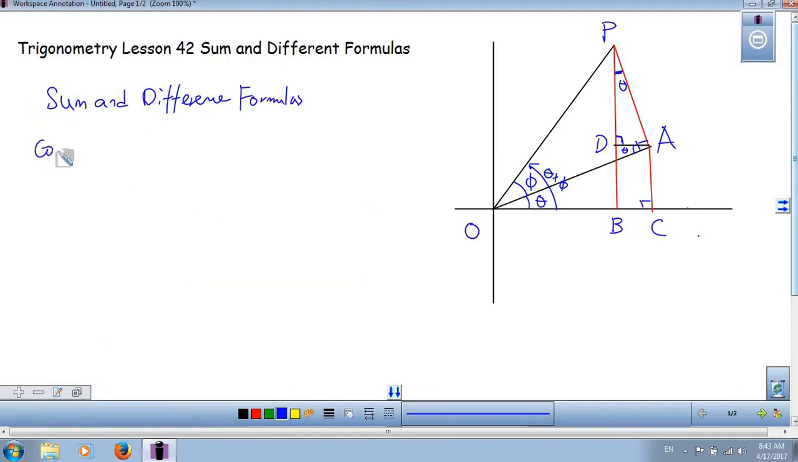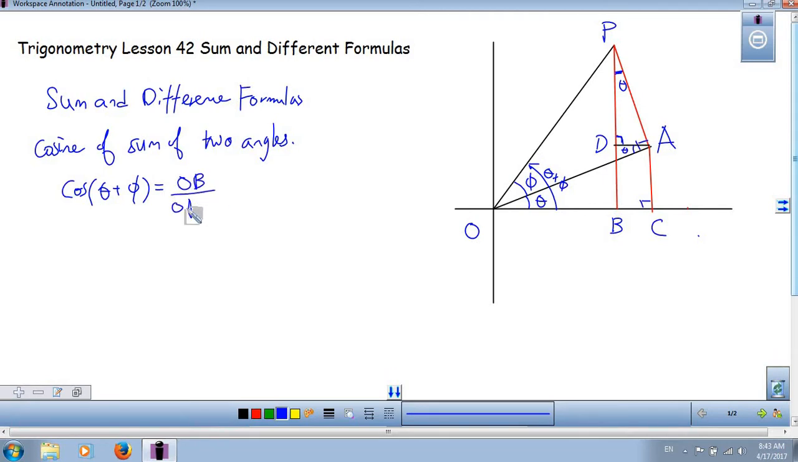Alright, so now let's take a look at the cosine of the sum of two angles. Let's see if we can try to recreate that. So let's do cosine of theta plus phi, which is OB over OP. OB is the adjacent side of theta plus phi, OP is the hypotenuse. Now, what does OB equal to? Well, in the bigger scheme, OB is OC minus BC. Do you see? Minus BC.